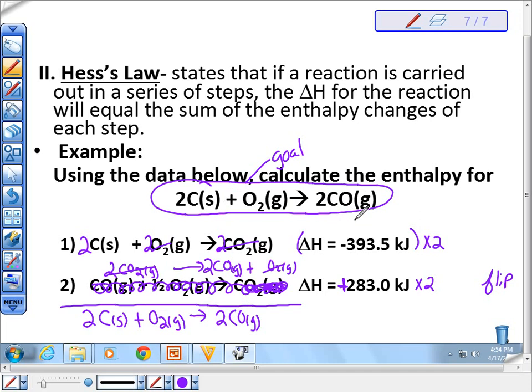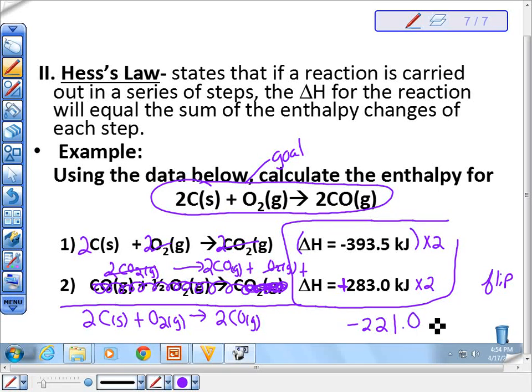So if that is the case, now I could just take these things that I've got, multiply this by 2, multiply this by 2, and add these 2 together. That's all I'm going to do. When you add those 2 together, you should be coming out with a negative 221. There is 1 decimal in those. Since we are adding, we do look at decimal places, so it would be 0.0, and the unit would be kilojoules. And so there's my answer.